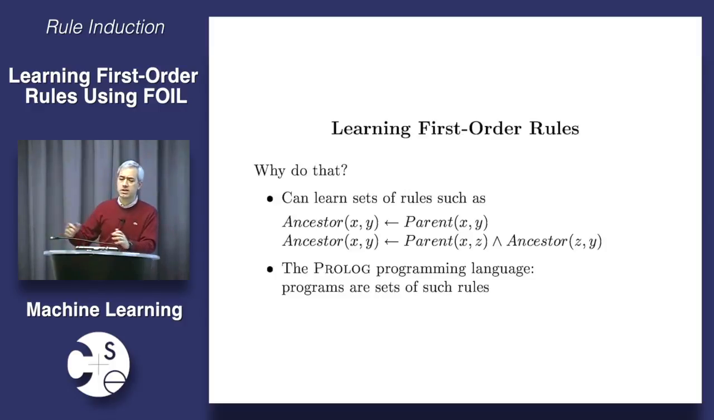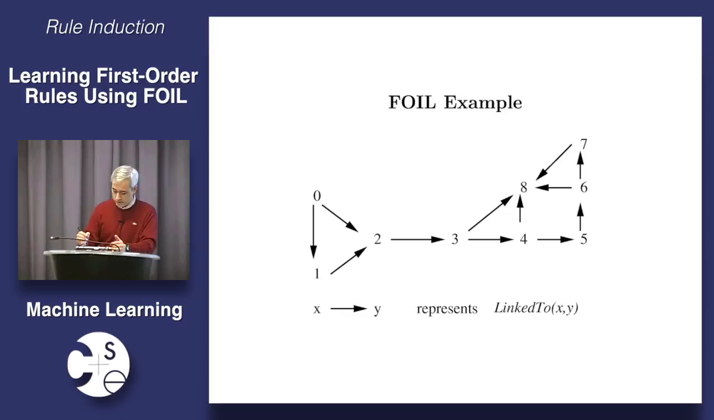Again, in the propositional case, this made no sense whatsoever. I can't predict a class in terms of itself. But now, because it's the predicate with different arguments, right, I can predict ancestor xy in terms of ancestor zy, right? So, in our can reach example, I want to predict can reach in terms of what? Link to and can reach.